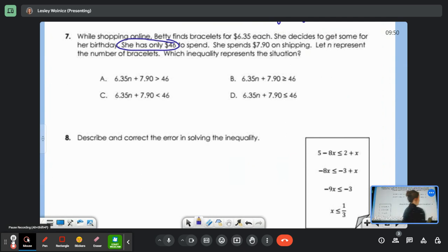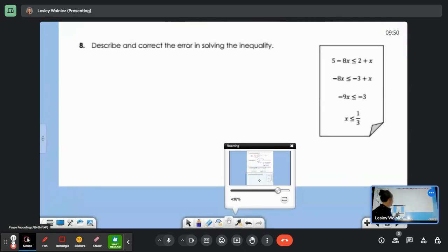Okay. So can she go over 46? Can she go under? Okay. Can she spend exactly 46? All right. So which one did you guys pick? Good. That's what I would have picked. Okay. The circles are just going to be gross.